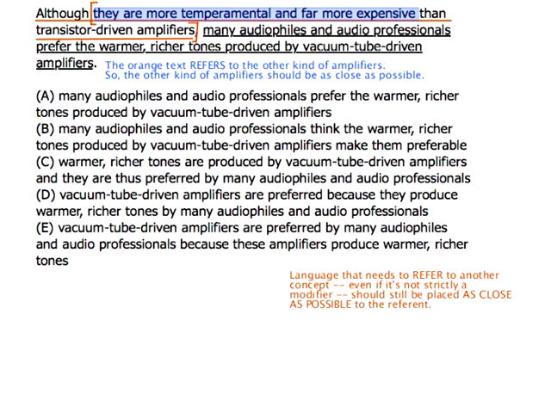So many audiophiles and audio professionals, not so much, because they are not temperamental. Again, maybe they're very temperamental people, but that's not the point of the sentence. And warmer, richer tones are also not temperamental. So what's temperamental and expensive are the other amplifiers.